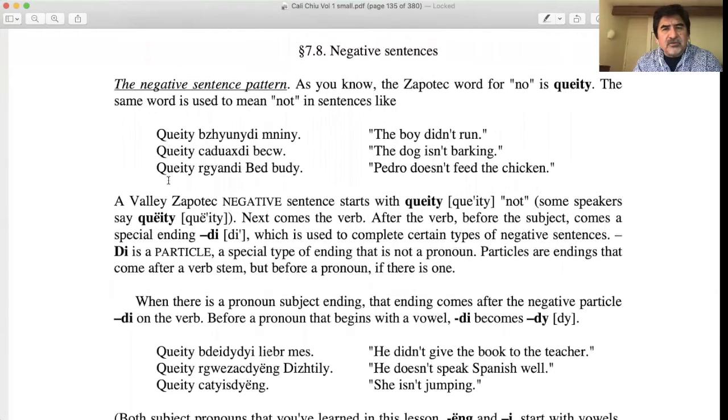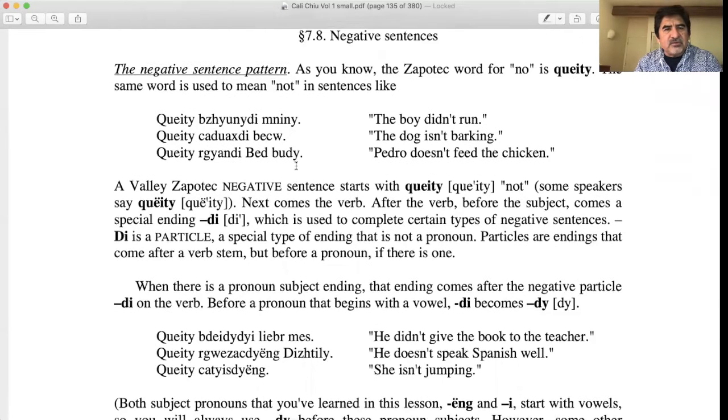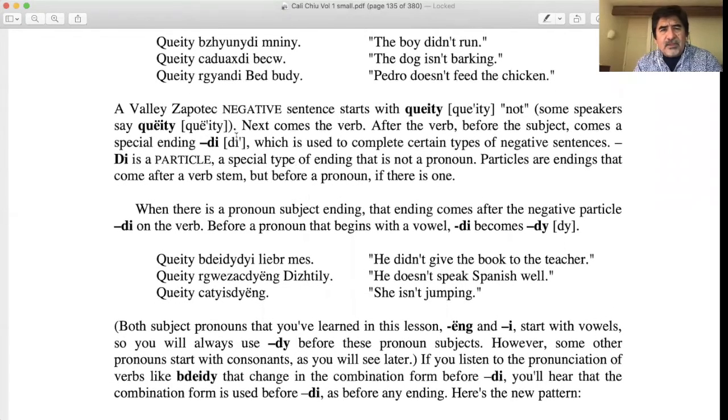For example, in these sentences that we have right here, the first one says the boy didn't run. I'm sorry, one more time, the boy didn't run. Or the dog isn't barking. So this is the Kate that we're talking about, it means no, it's negating the sentence. The next one says, Pedro doesn't feed the chicken.